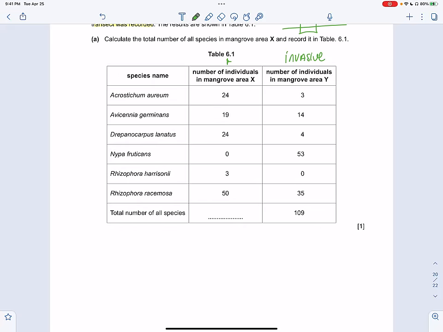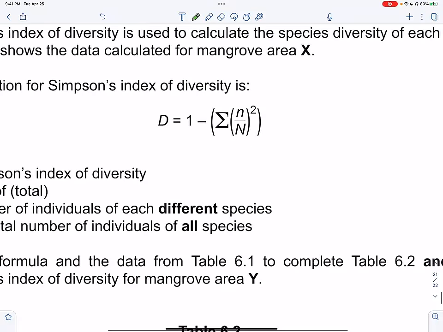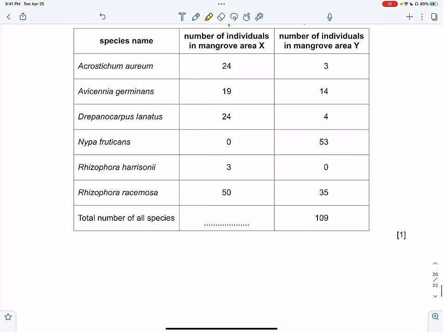All right, so the first step is calculating big N, which is this one right here, the total number of all the species all together. And so we have 24, 19, 24, 0, 3, and 50. If you add those all up, you will get 120. And they already did area Y for you.